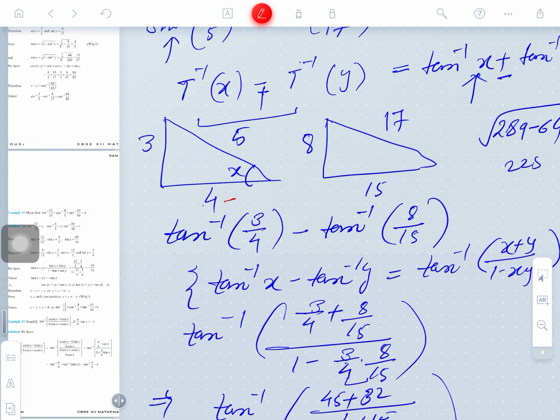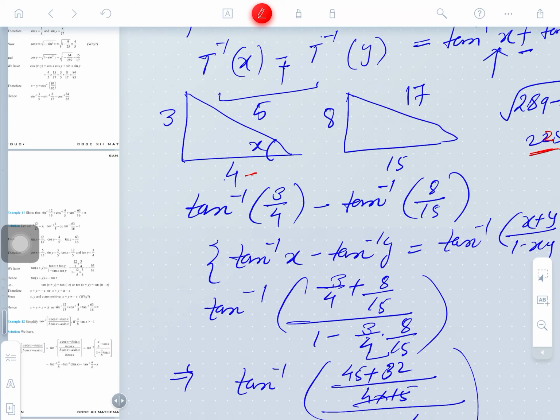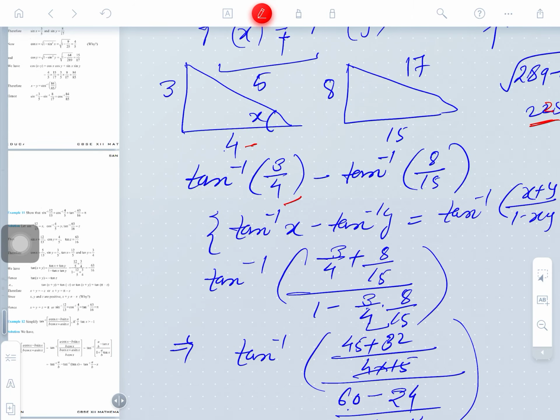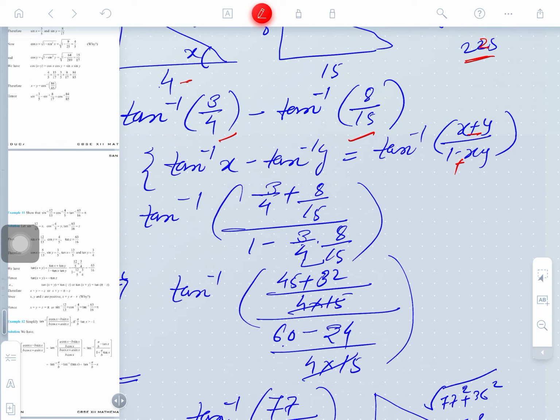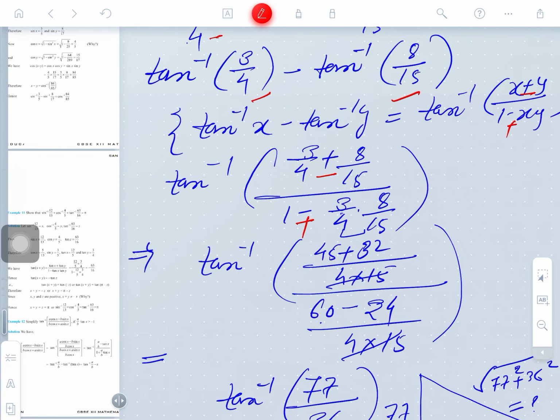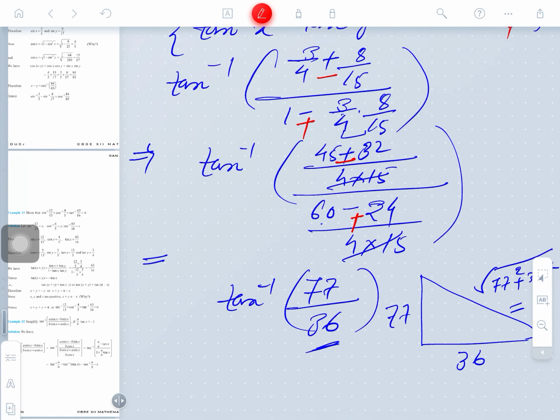The base is 15: 17 square is 289 and 8 square is 64, so 289 minus 64 is 225, and the square root of 225 is 15. So tan inverse 3 by 4 is correct, and 8 by 15 is correct. For the formula, we employed the formula for plus wrongly. Clear? So here minus will occur, and here plus will occur.